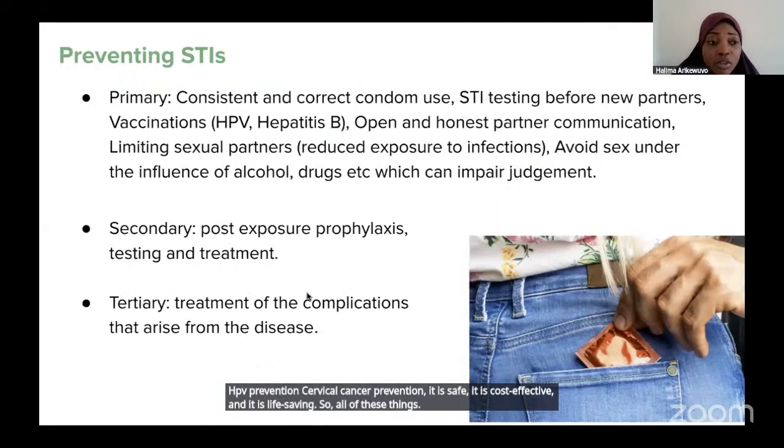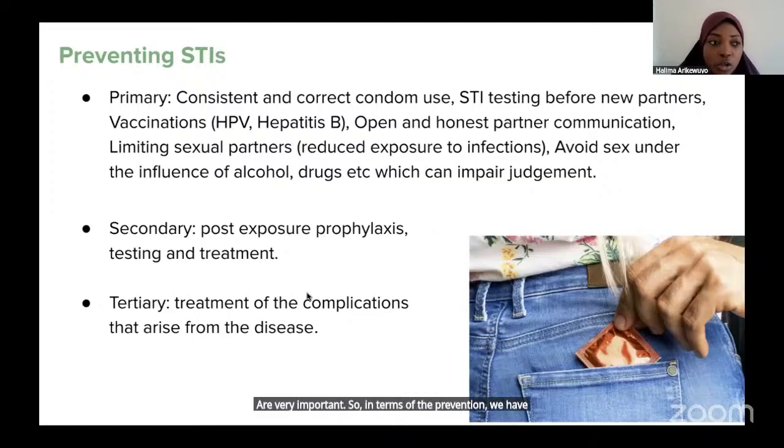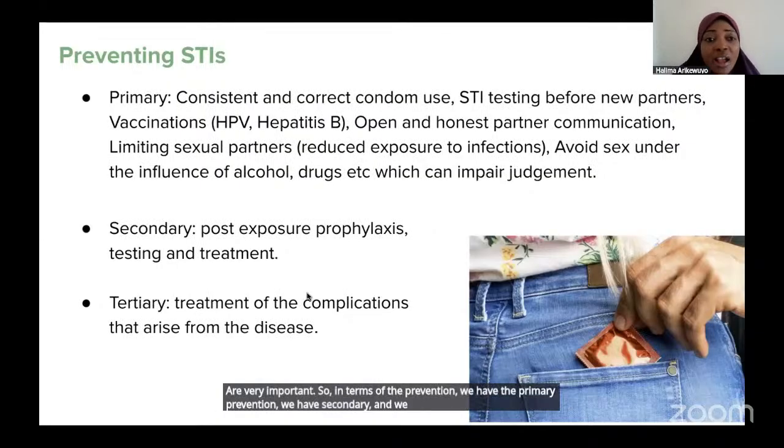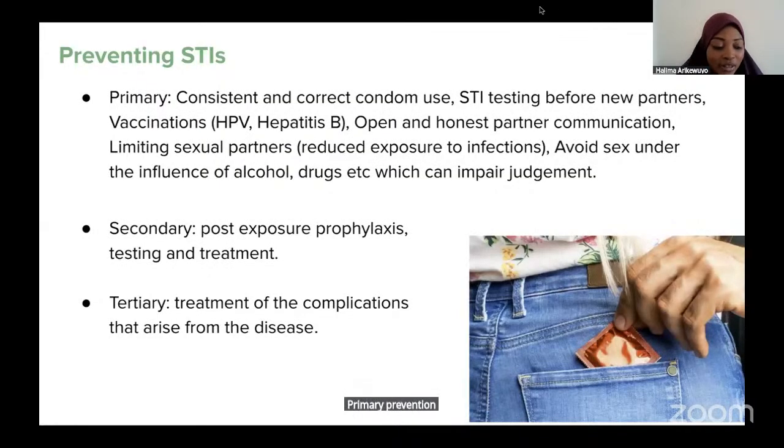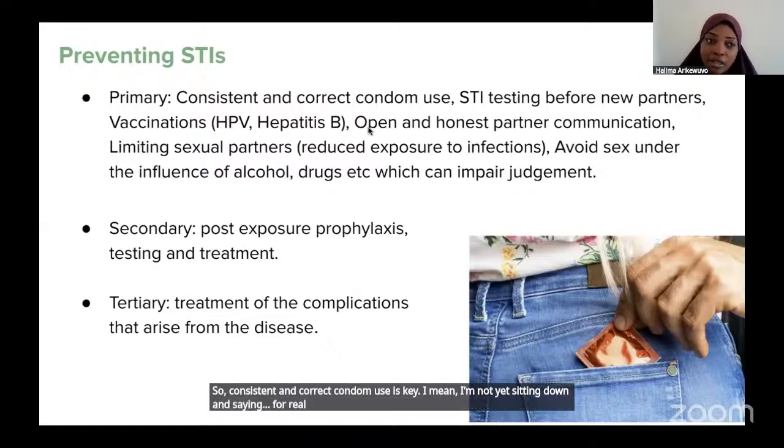So in terms of the prevention, we have the primary prevention, we have secondary, and we have tertiary. Primary prevention, basically, you're preventing it from occurring. So consistent and correct condom use is key. I'm not here sitting down and saying, for real, overall, I would say abstinence is key. But if you're not able to, please, consistent and correct condom use is very key.